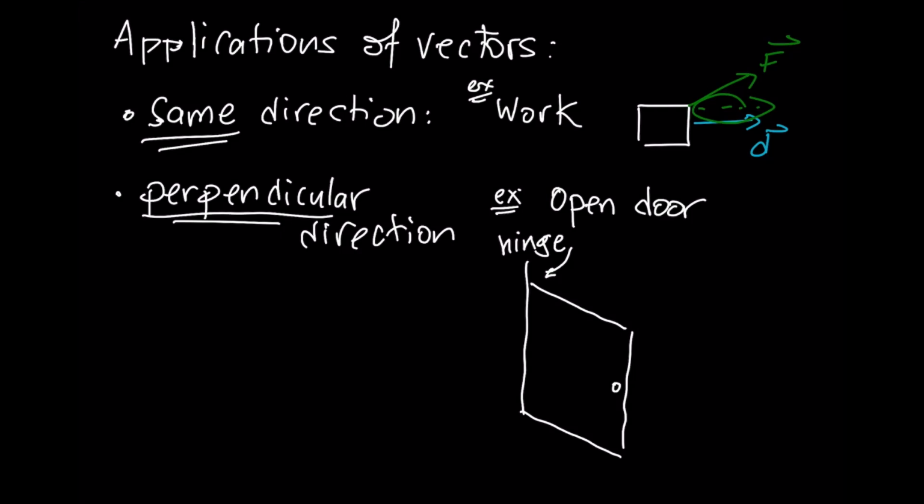There are some applications of vectors in physics in which we care whether or not the vectors are pointing in the same direction. Now, we've talked about work. Let's say we have a box and we want to displace it in a certain direction. Well, we're using a force to do that displacement, and we are interested in how much of the force is pointing in the same direction as the displacement vector.